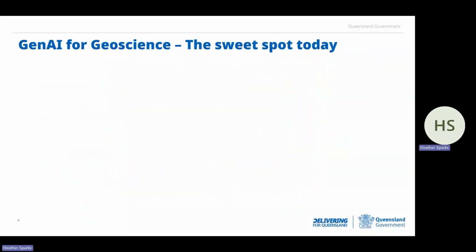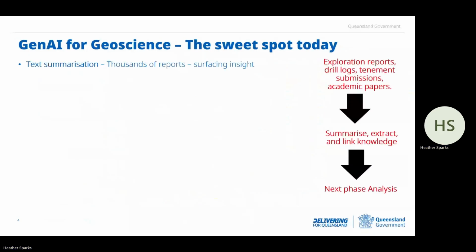So today's about generative AI. What are the really key use cases today for generative AI? There's a lot of promises and a lot of hype currently out in the media about generative AI and what it can do. So what is it good for in geoscience today?